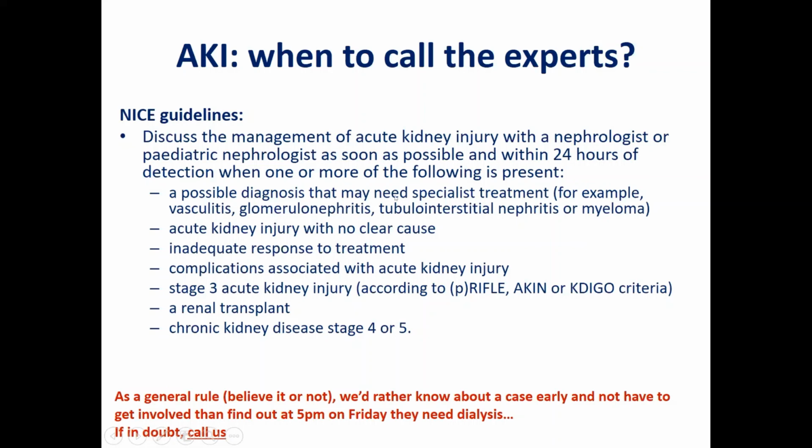So if you think there may be something going wrong with the kidney itself, so vasculitis, you think they've got myeloma for some other reason, so that needs renal specific input. If you can't work out why they've got an AKI, if they're not getting better, if they're developing complications, so fluid overload, hyperkalemia, if it's severe AKI, if they've got a renal transplant, we're very protective of our renal transplant patients and we like to know if they've got an AKI, even if you're otherwise happy managing it. And if they've already got quite severe renal impairment. And that's because actually they don't need to get that severe an AKI before they need dialysis.